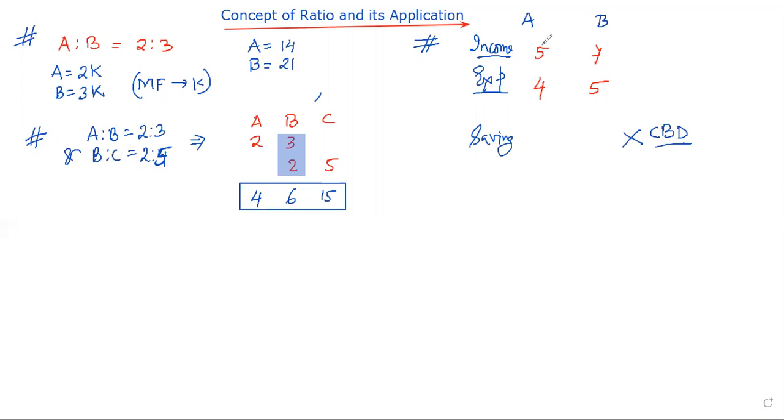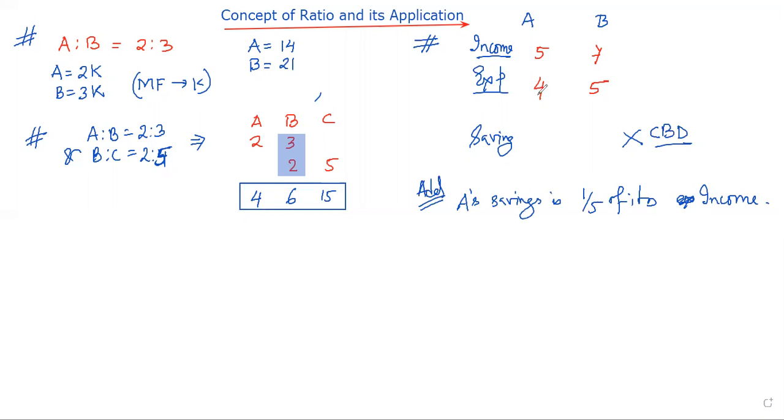Now this entire thing I can link and I can get it. In which way can I link this? Let's add information. It has mentioned that A's savings is one fifth of its income. As it is said, one fifth of its income.